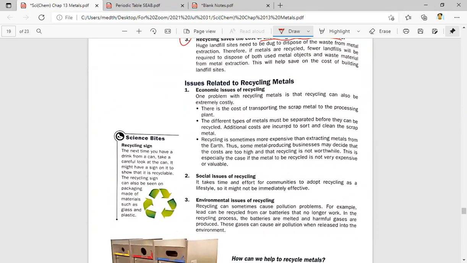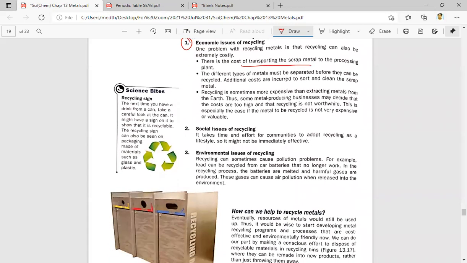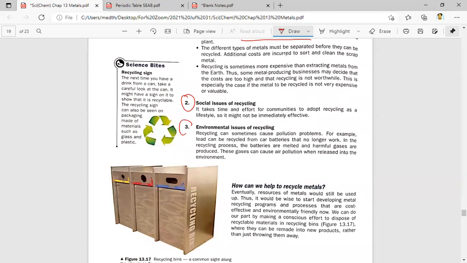Now, in terms of the issues relating to recycling metal, sometimes we have a cost issue. It doesn't mean recycling is always cheaper. Recycling sometimes can be even more expensive because you need to transport the scrap metals and so on. So there are costs involved that people may not want to pay. Next, the social issue is that we don't have the habit of recycling things. You want to recycle, but people don't want to. Last one, recycling can also cause a pollution problem.